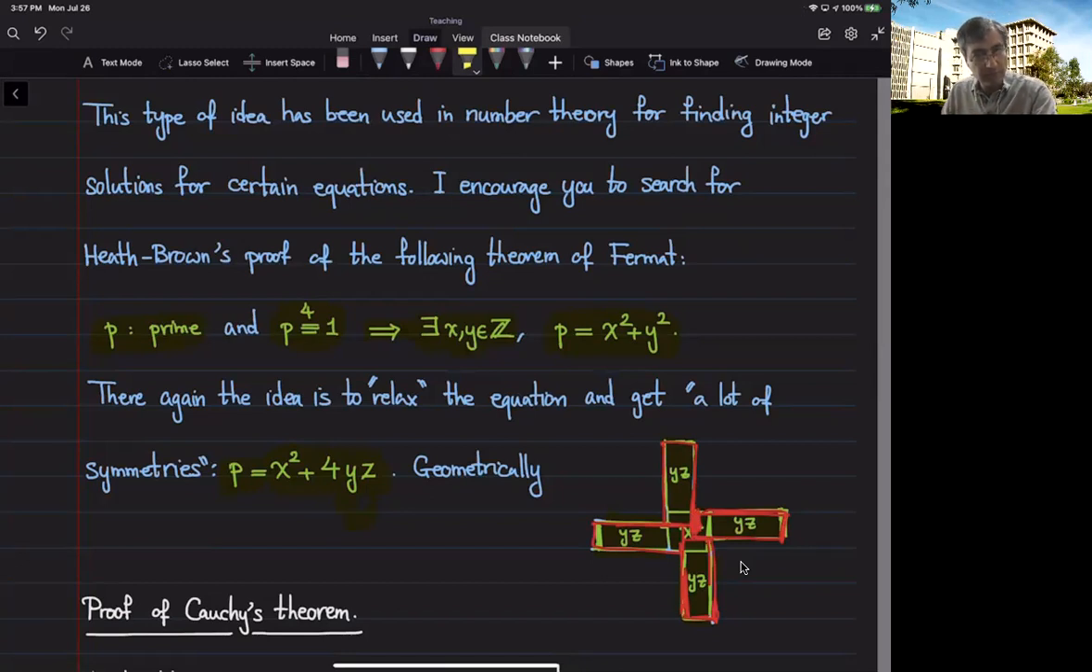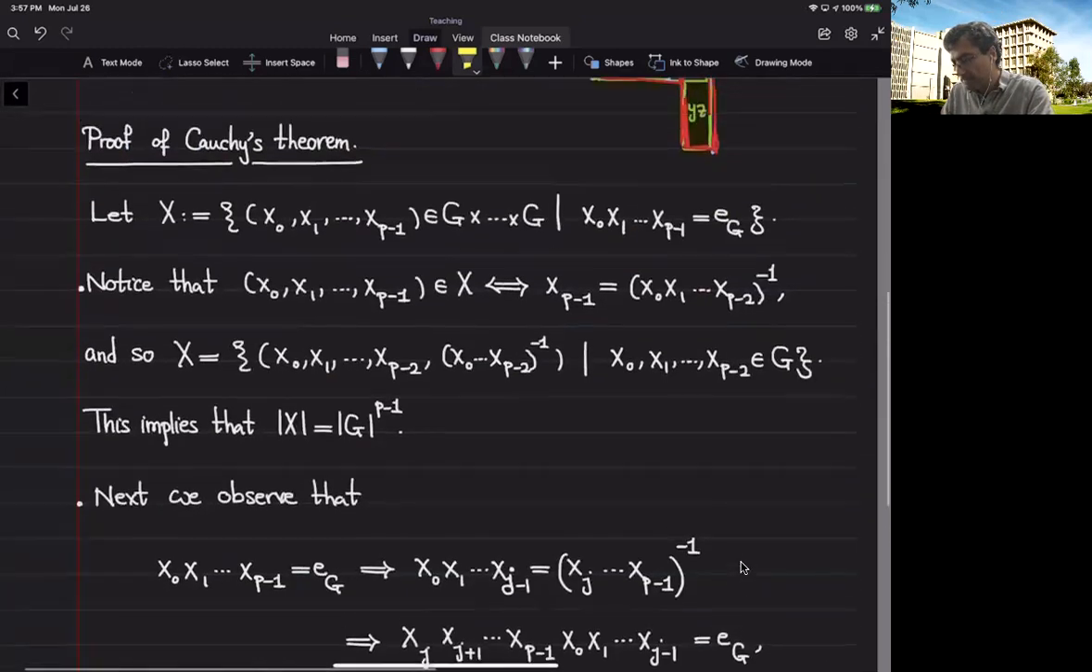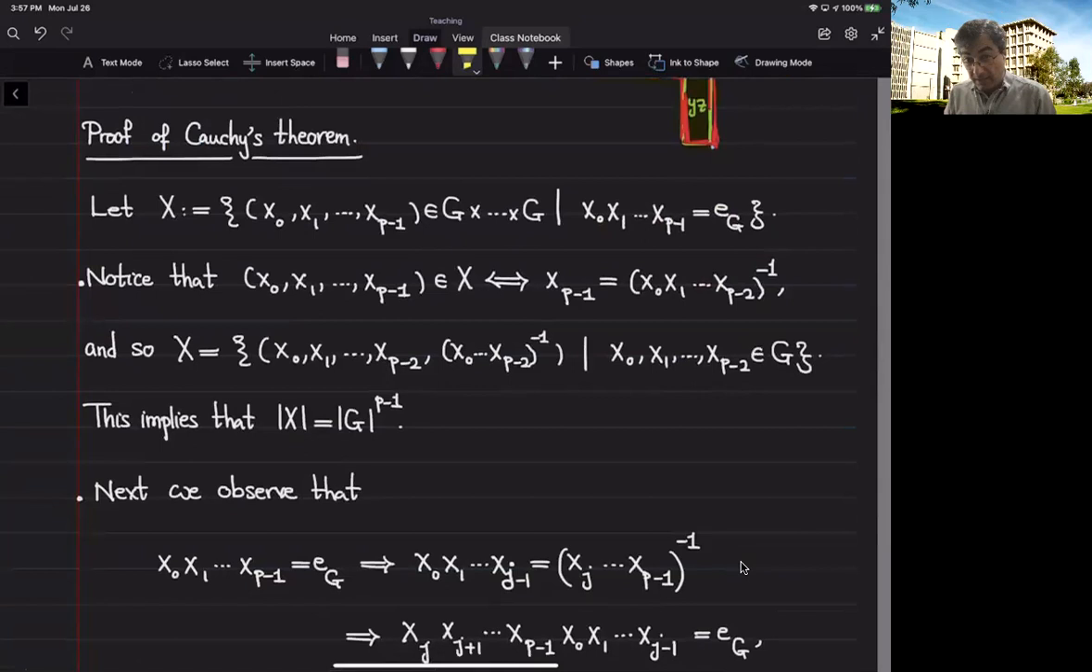Okay, let's go through the proof of Cauchy's theorem. As I've indicated, I'm going to look at the equation x sub 0 times x sub 1 dot dot dot x sub p minus 1 equals the neutral element. So I'm looking at all the p-tuples of elements from the group G, in G cross G and so on. All the components come from G, and I'm asking for those p-tuples whose product is the neutral element. I put all the solutions in a set capital X.